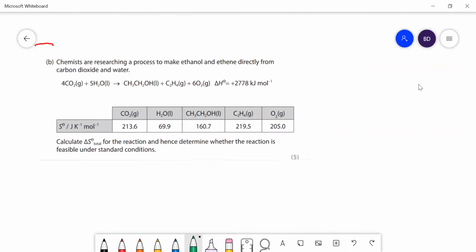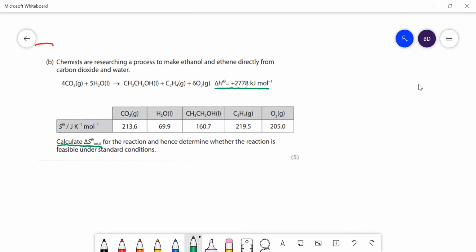Okay, we've got a different reaction here now, and they give us delta H for making ethanol from carbon dioxide and water and ethene. And not surprisingly, that is quite an endothermic reaction. What it wants us to do is calculate delta S total and hence determine whether it's feasible or not under standard conditions.